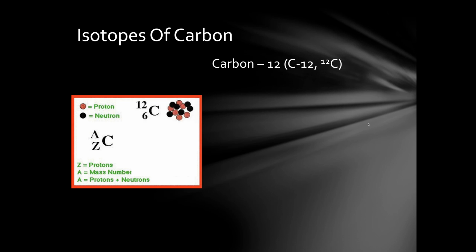Now, if you count the number of protons and neutrons, the protons are the red ones. There's 6 protons. Well, all carbon atoms must have 6 protons.